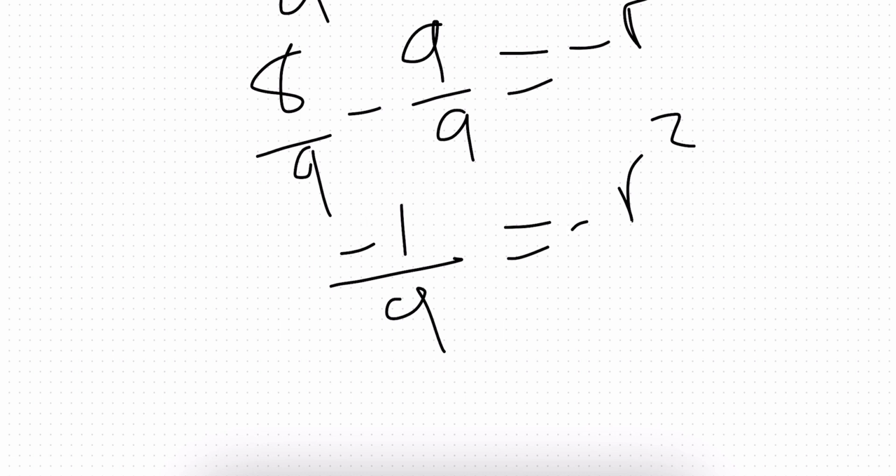Then this minus will cancel this minus. Maybe I should use a different color. This minus will cancel this minus. Then now I'm left with what? I'm left with 1 over 9 equals r squared. Okay?